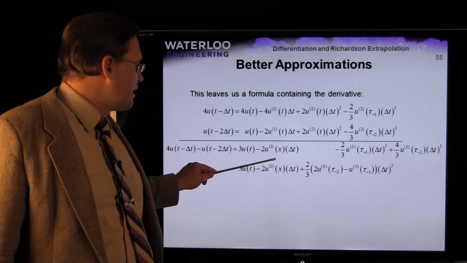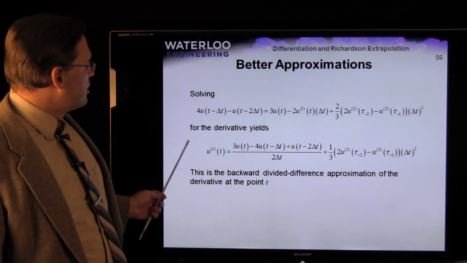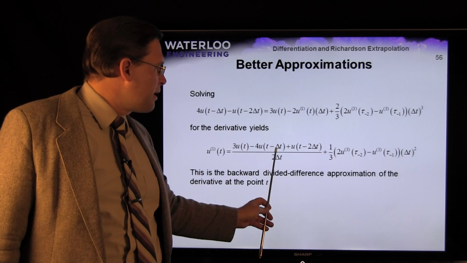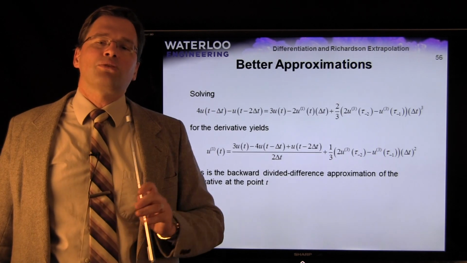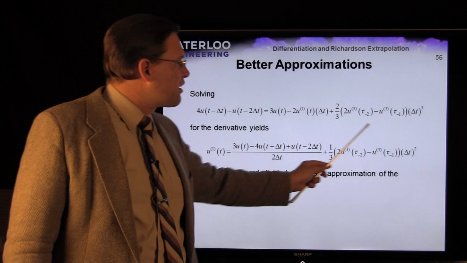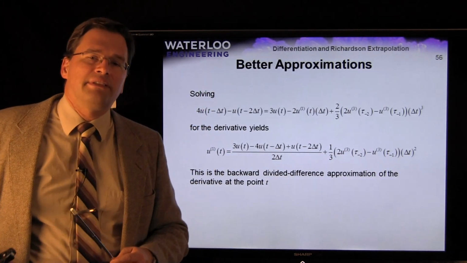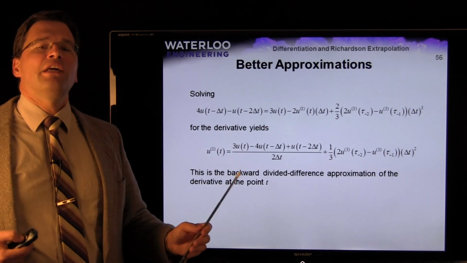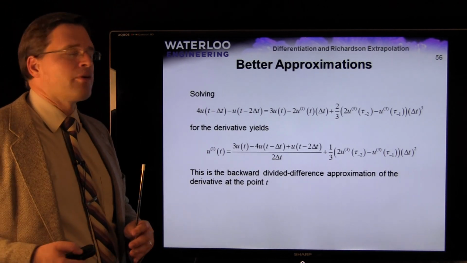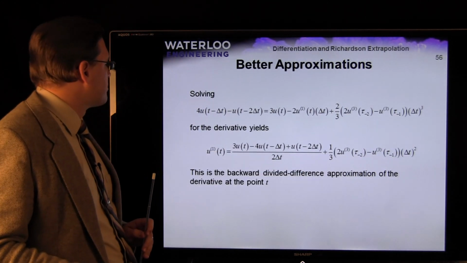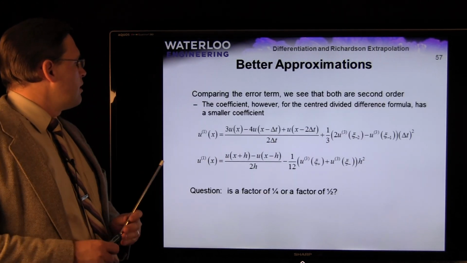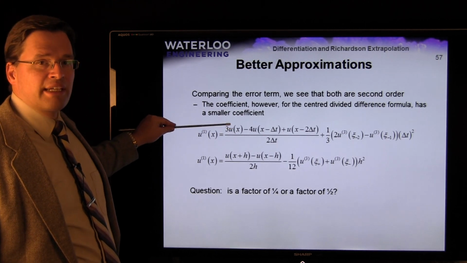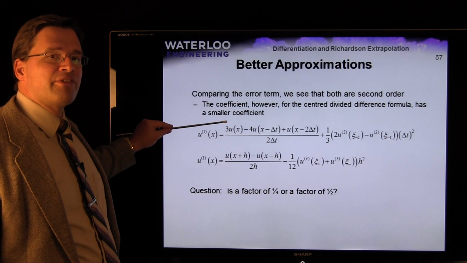Dividing both sides by delta t, isolating that term, essentially you get a different formula that uses now u at t minus delta t, and u at t minus twice delta t, plus an error term that is order delta t squared. If we were dealing in x and h, this would be h squared. Now, here we have the formula, the second order backwards divided difference approximation.